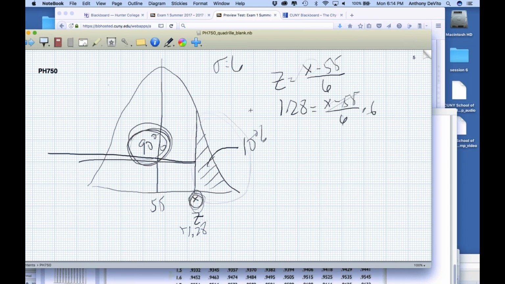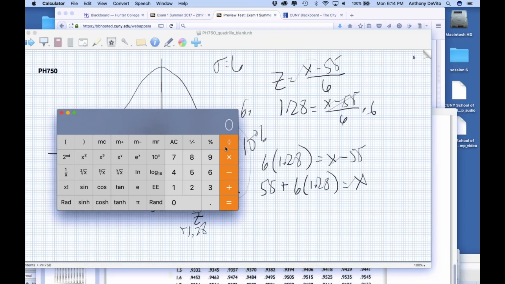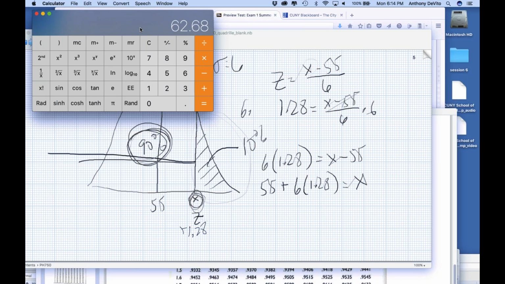So get the 6 out of the way and multiply both sides times 6, right? So now I got 6 times 1.28 is equal to X minus 55. So I bring the 55 to the other side, so it's 55 plus 6 times 1.28, turns into a positive sign, is equal to the value I'm interested in. So what is 6 times 1.28? Okay, clear. I'm going to clear everything here. 6 times 1.28 is 7.68. And I'm going to add my 55 to that right here. So the height at which 10% of the students are taller than is 62.67 inches, 62.68 inches.